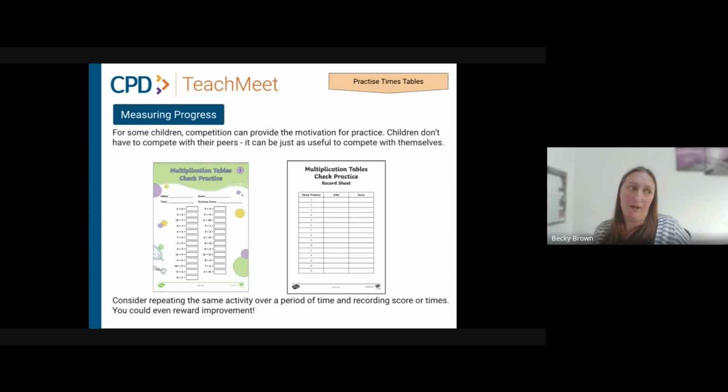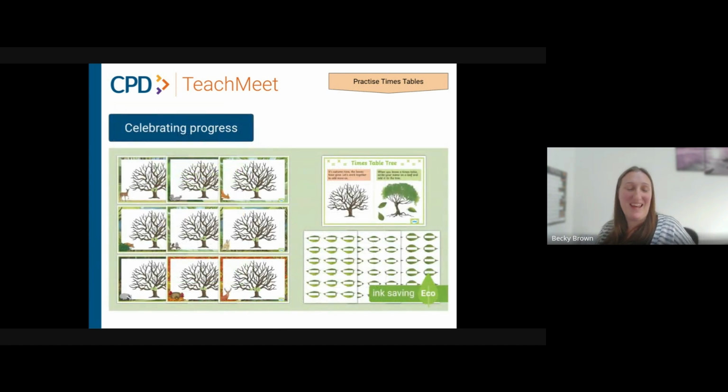While competition between children can sometimes be quite difficult for some children, competition with themselves and making sure that they are improving is a really good way to show them the progress they're making without having to compare them with anybody else. That's a really easy way to record it there. And I put at the end there about recording improvement, and this is one way that you can really celebrate the progress that's being made in times tables.